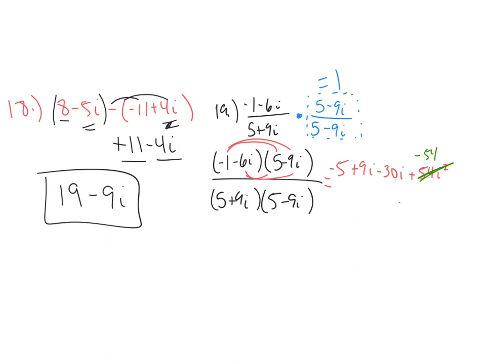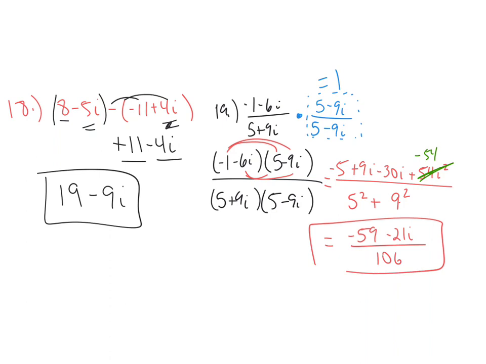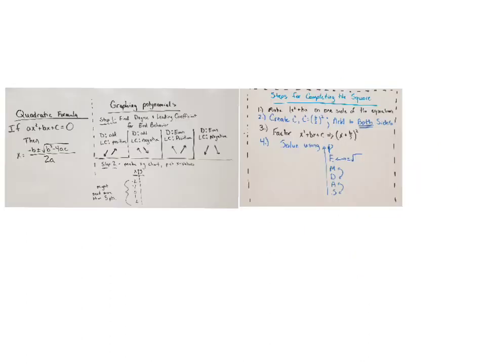Now I have to combine like terms on top. And on the bottom, I'm just going to take 5 squared, 9 squared, and add them together. That's just a shortcut. So the top turns into negative 5 minus 54, which is negative 59. 9i minus 30i is minus 21i, all over 106. I'll take it as a full credit answer, or you could actually split it up, which is probably the best way to do it, but I'm not that picky with this one.